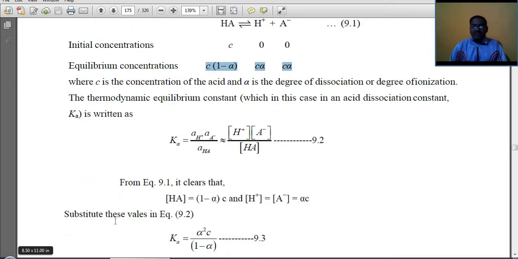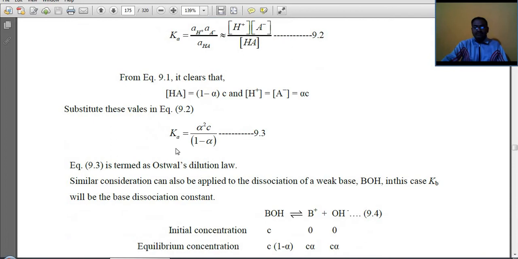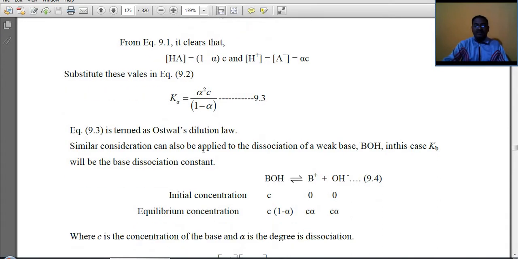The equilibrium constant theoretically is written as alpha H plus, alpha A minus by alpha HA. All the values are known here: H plus, A minus, and HA. Finally, Ka, the dissociation constant of weak acid, is equal to alpha square C by 1 minus alpha. Actually, this equation is termed Ostwald's dilution law.